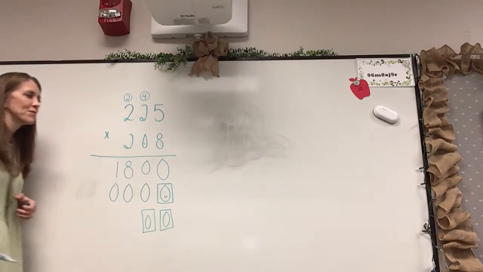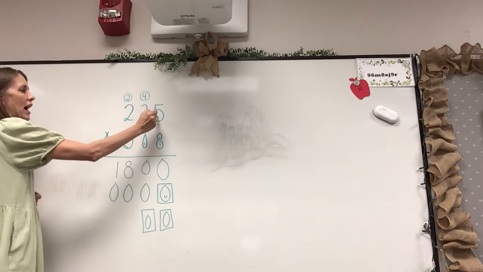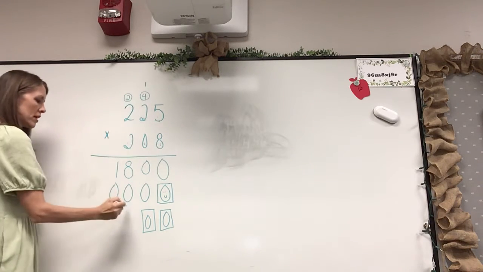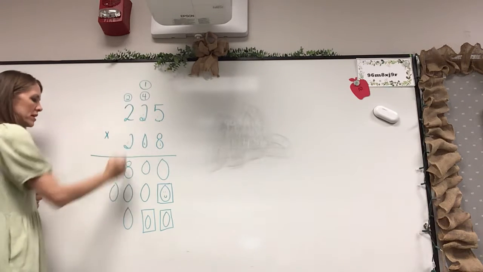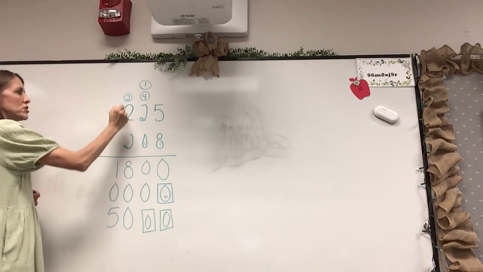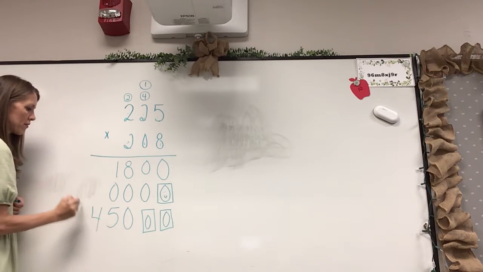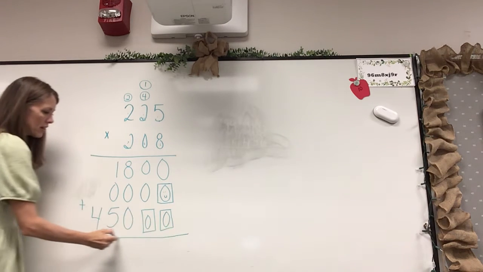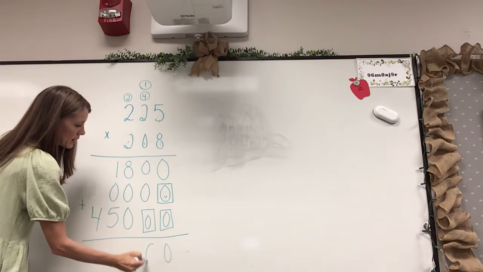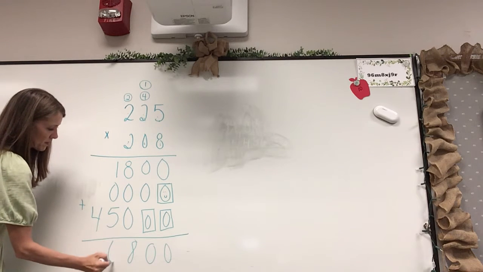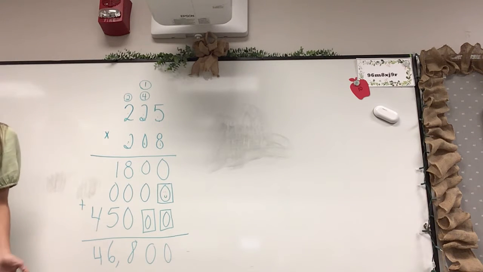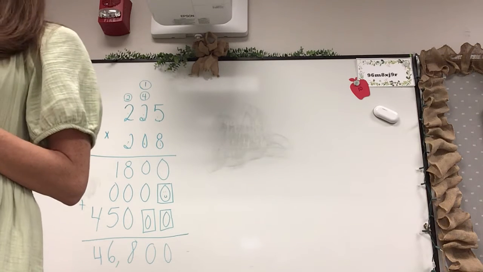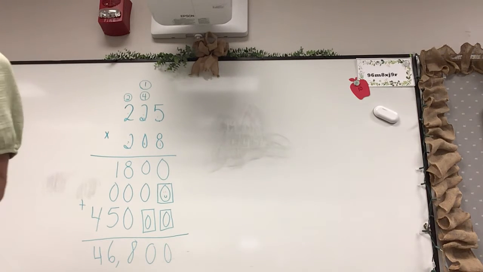All right, now we've got 2 times 5 is 10. 1 goes here, 0 goes here. 2 times 2 is 4, plus 1 is 5. 2 times 2 is 4. And then we can't forget to add them all together. And our answer is... Is our answer about 40,000? Yes. So it's probably right. Now, that is the long way to do it. Let's do it a shorter way.